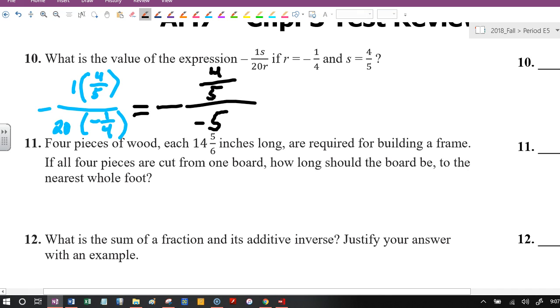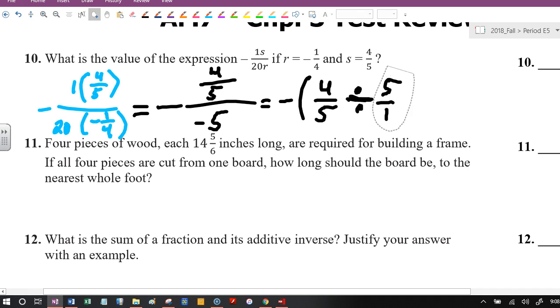Okay, how do we do this? So next we gotta write it out. Negative of the whole thing: 4/5 divided by negative 5 over 1. Oh, dividing. Okay, so dividing by negative 5 over 1. Oh, the negative. Woo, buddy. It's a lot of things to remember, huh? Yep. Okay, there we go.